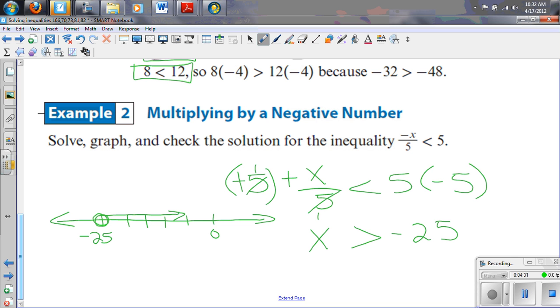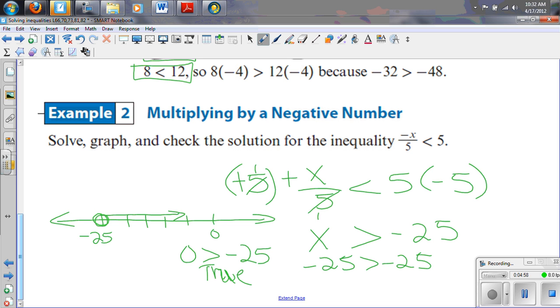If we put our endpoint in, -25, is that greater than -25? No, it's not. So it better be an open circle there. And we want to check 0 in here as well. You can pick any number on the same side that we drew the line on, but 0 is a nice one to check. Is 0 greater than -25? That's true. So that's the side we better have the arrow going to.